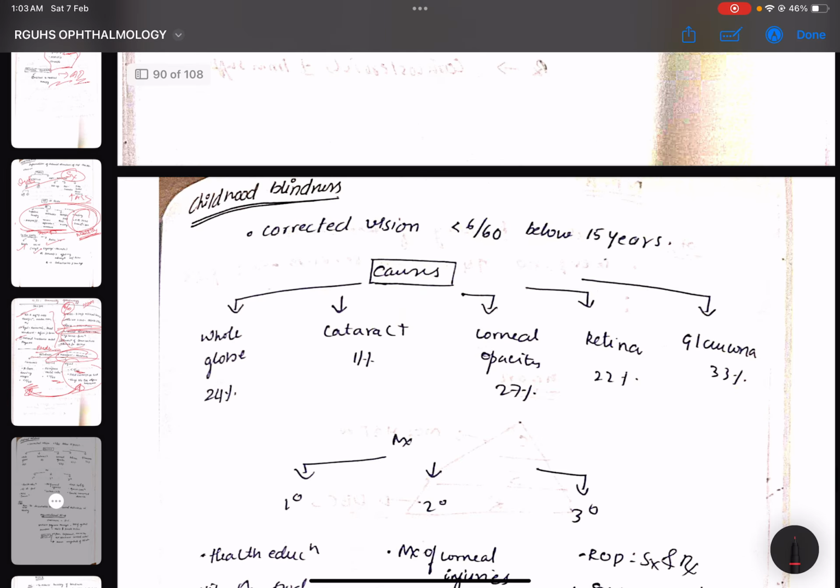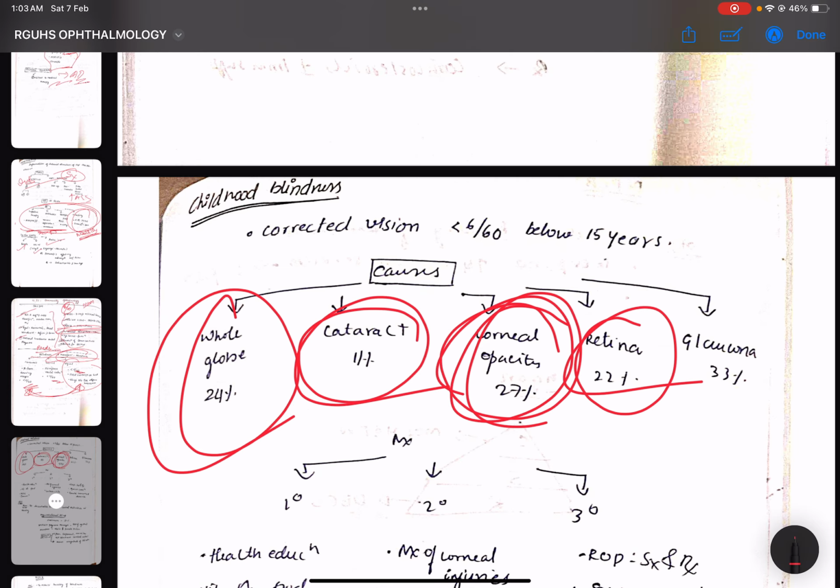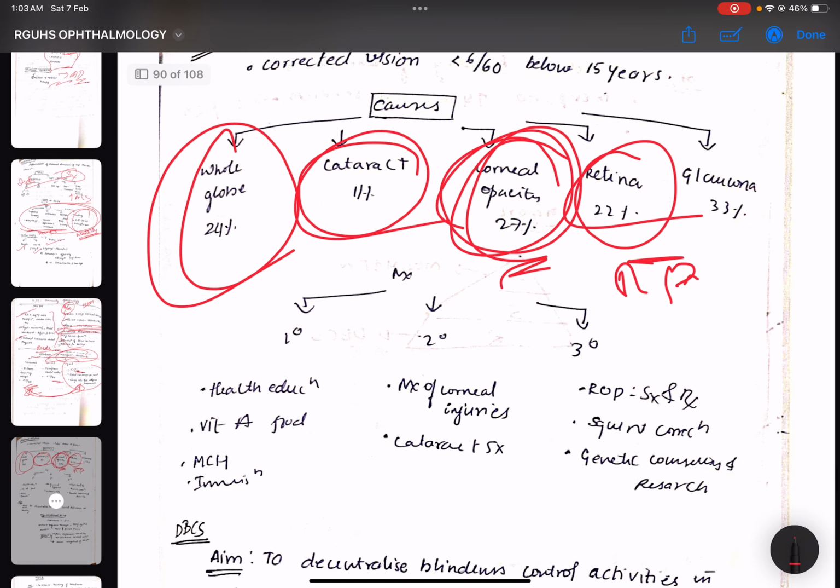What is childhood blindness? These are the major causes which you need to write. Cataract. Again, these are the management. Where are we in community medicine? Obviously I talk about prevention: primary prevention, secondary prevention, tertiary prevention. So place it accordingly and come back.